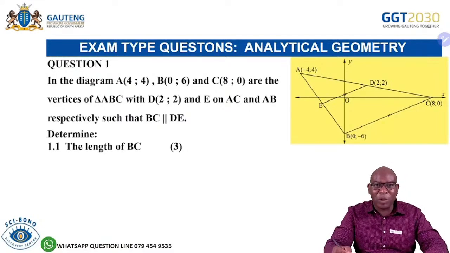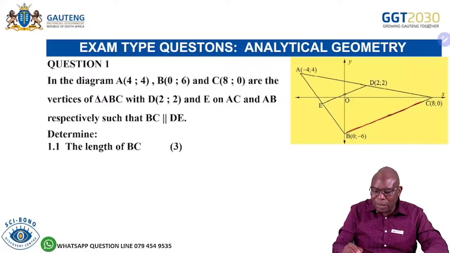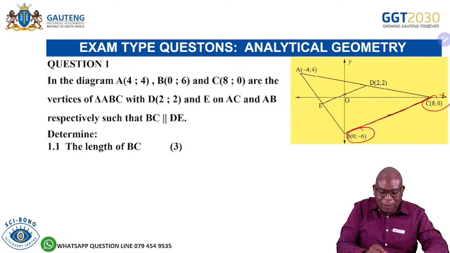Let's say I have this question, which is: calculate the length of BC. So in the sketch there, we've got the length of BC. That's BC. Do I have coordinates of B and C? Yes, I do. So the question is 3 marks.